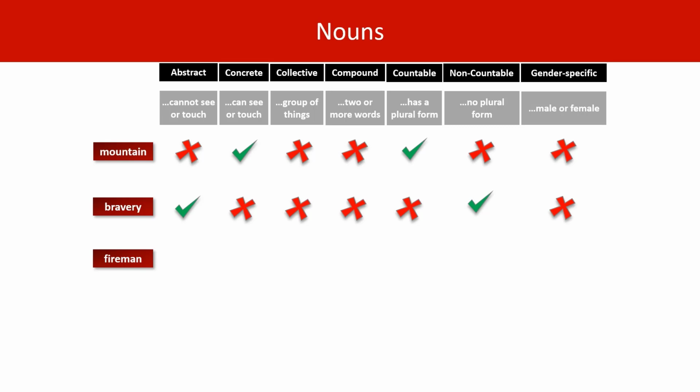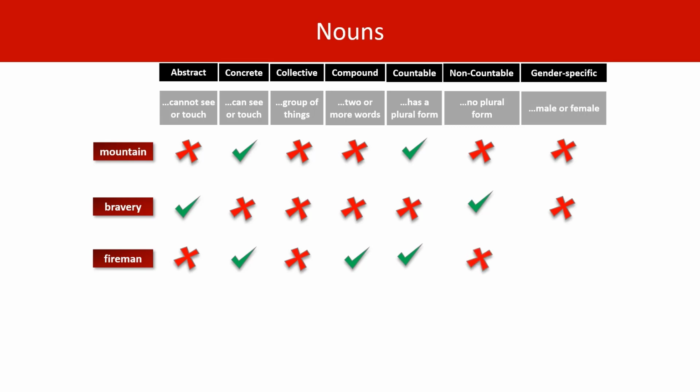Let's look at fireman. Well, you can see firemen, so that makes it a concrete noun. It's not a collective noun, it's not a group of things. But it is a compound noun because it's made up of two or more words. It's made up of fire and man. We'll come back to that in a moment. It is a countable noun because it has a plural form, firemen.